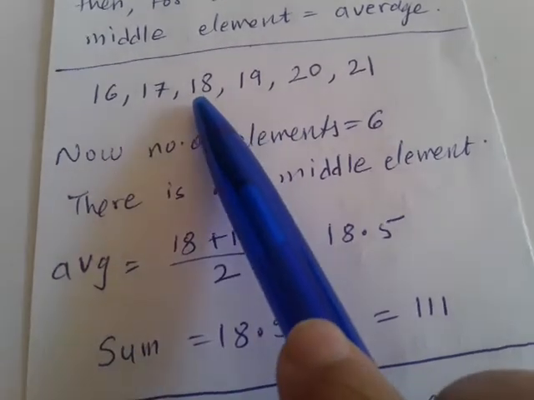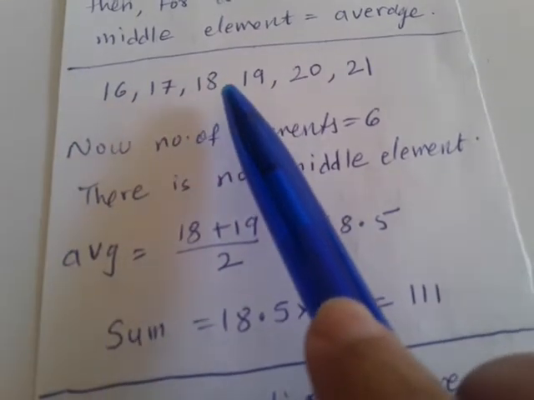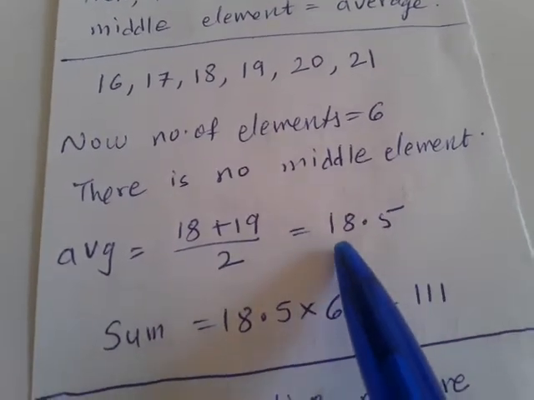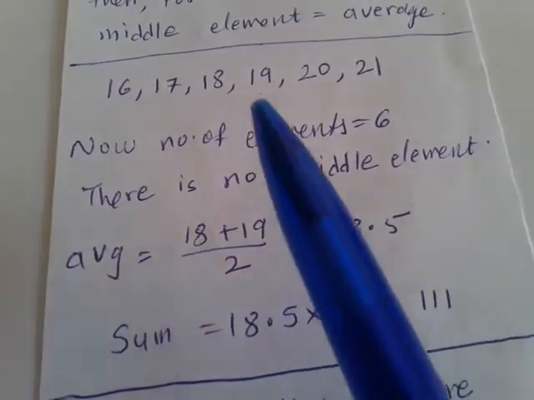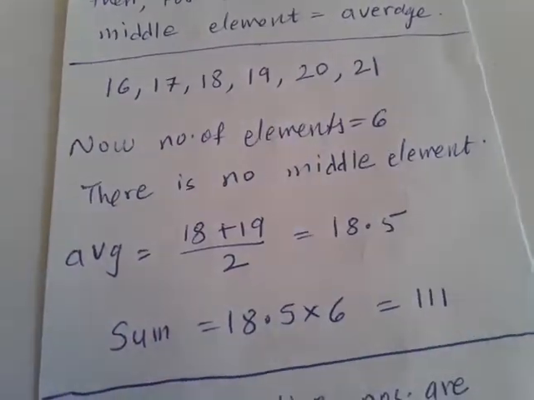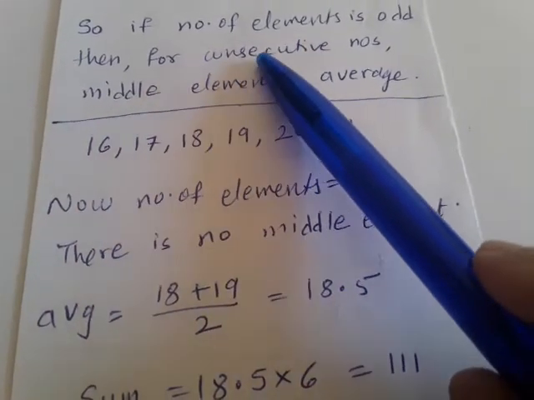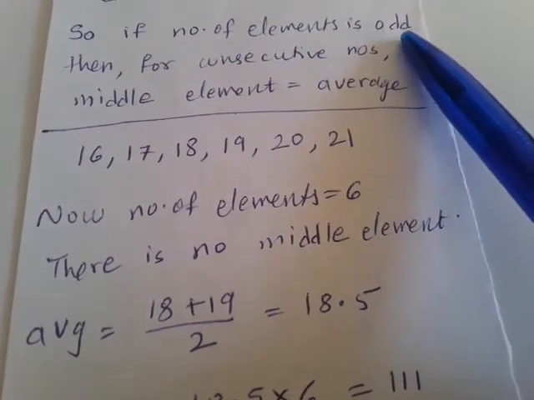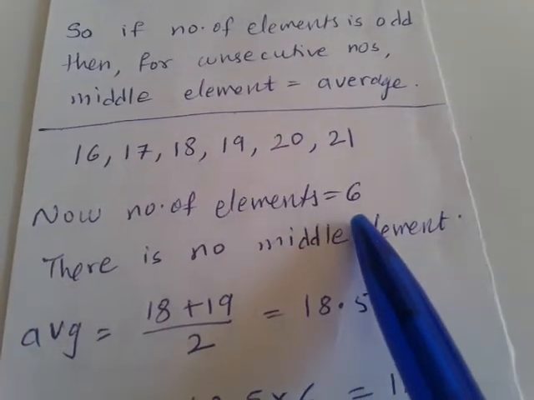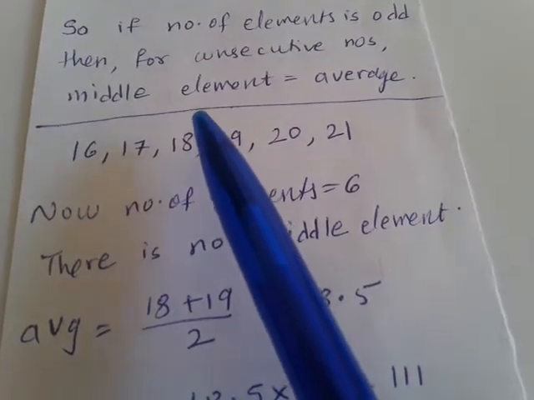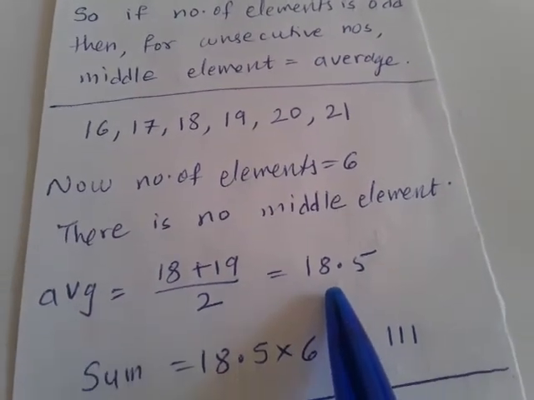But what you get is the middle 2 numbers, 18 and 19. Both are middle. And what is their average? Their average is 18.5. And this becomes the average of all 6 numbers. Remember this. For consecutive numbers, if the number of elements is odd, then the middle element becomes the average. But if the number of elements is even, then the mean of the middle 2 numbers becomes the average.